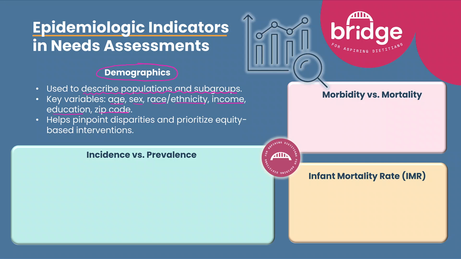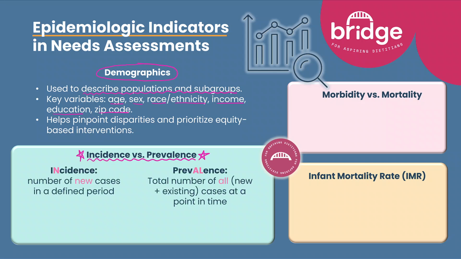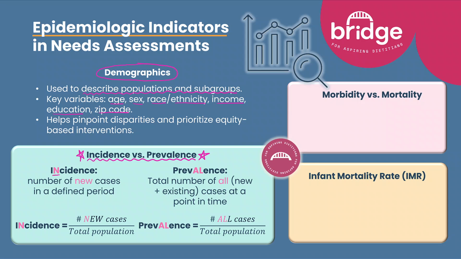From demographic data, we calculate major epidemiologic indicators. The most important pair of these is incidence versus prevalence. Incidence measures new cases over a defined period of time divided by the total population. It tells us how quickly a condition is developing or spreading. Prevalence measures all existing cases divided by the population at a given time, so it tells us the total burden of disease. Incidence tracks the new development, while prevalence reflects the overall burden.